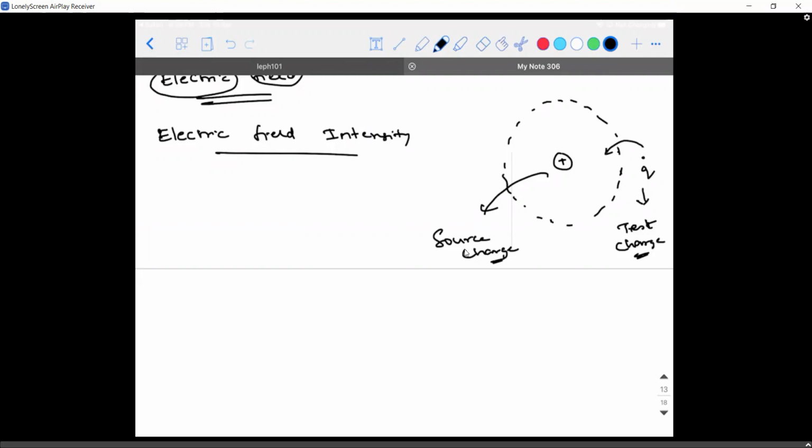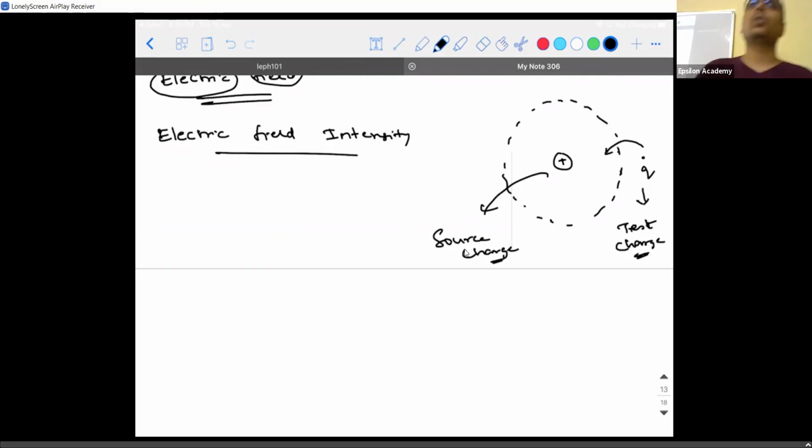There will be attraction or repulsion. Okay. So you can say it will attract or repel, but one important point to be noted is the test charge that we are using here by default is always positive. So whenever they mention the word test charge, by default it is always positive. Please make a note of it.